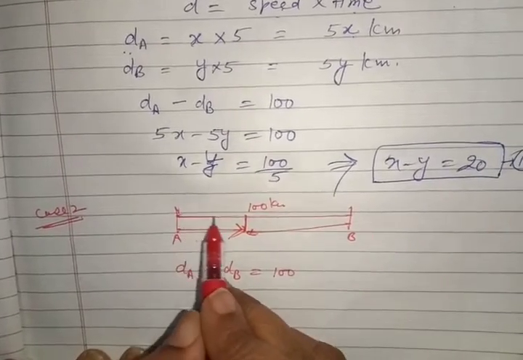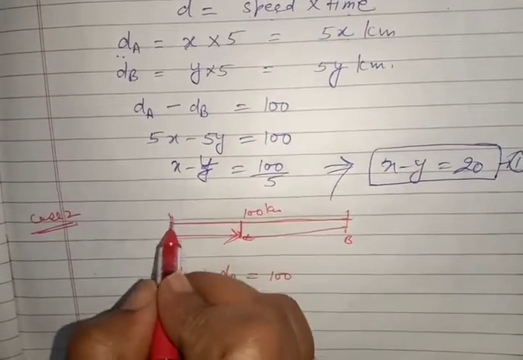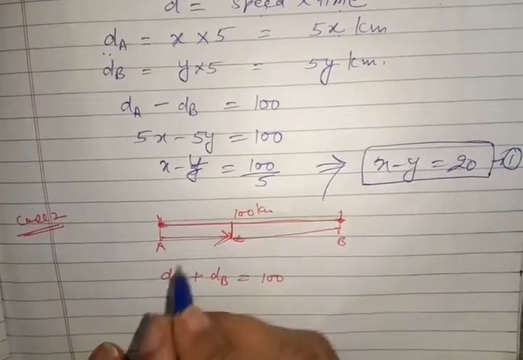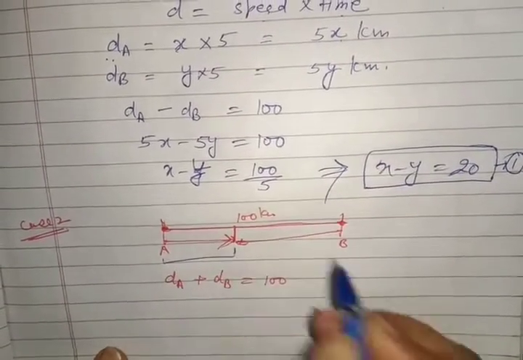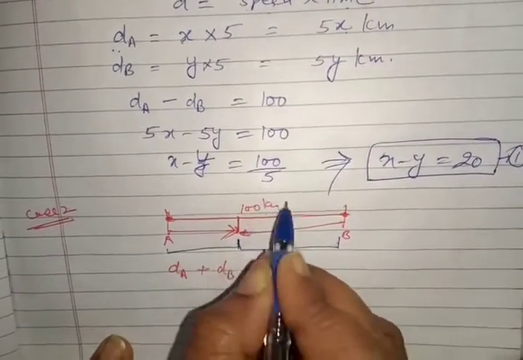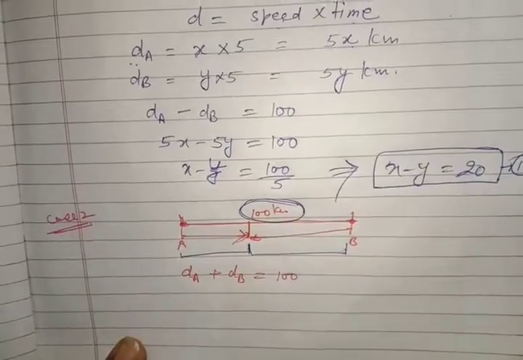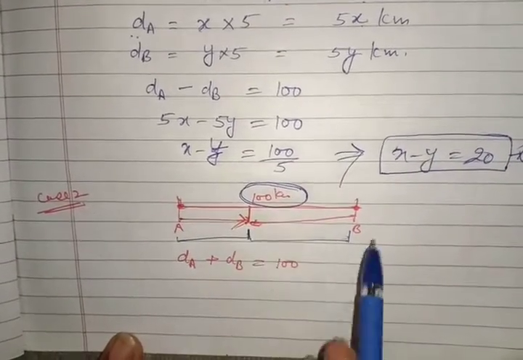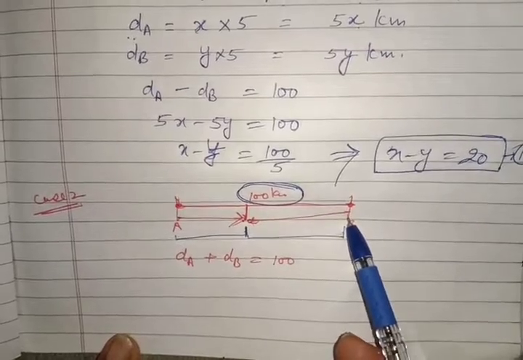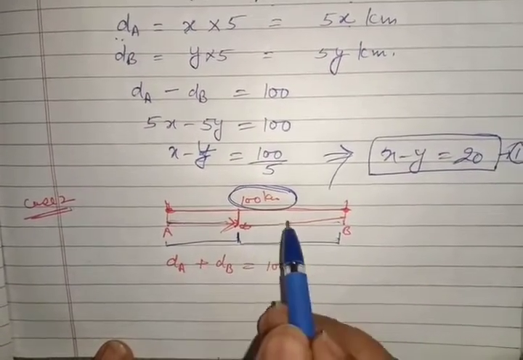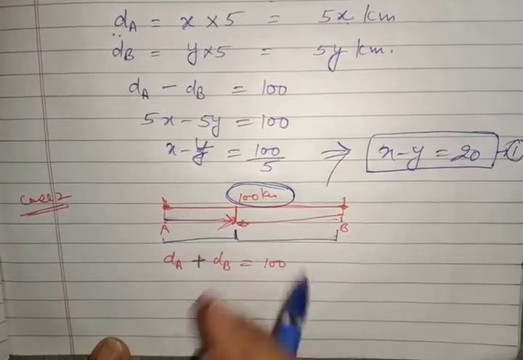If the total distance from this point to this point is 100, car A covers this much distance, car B covers this much distance. So the total distance is what? It is already given, 100. So some distance is covered by car A, some by car B when they are moving in opposite directions, meaning towards each other. So there will be a plus sign.